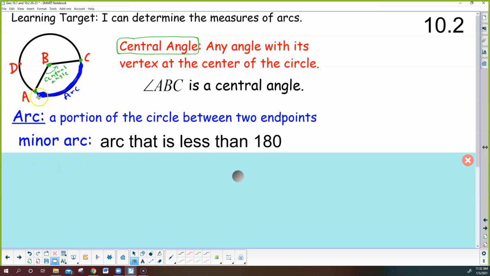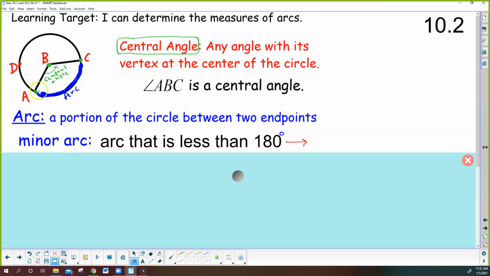So we would call the arc from A to C a minor arc. And a minor arc is an arc that is less than 180 degrees. Put my little degree symbol up there. And then how would we write that, right? Geometry is full of symbols.